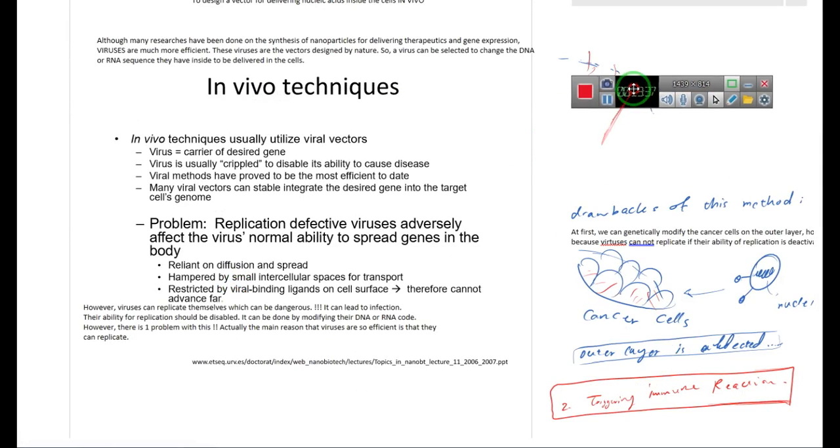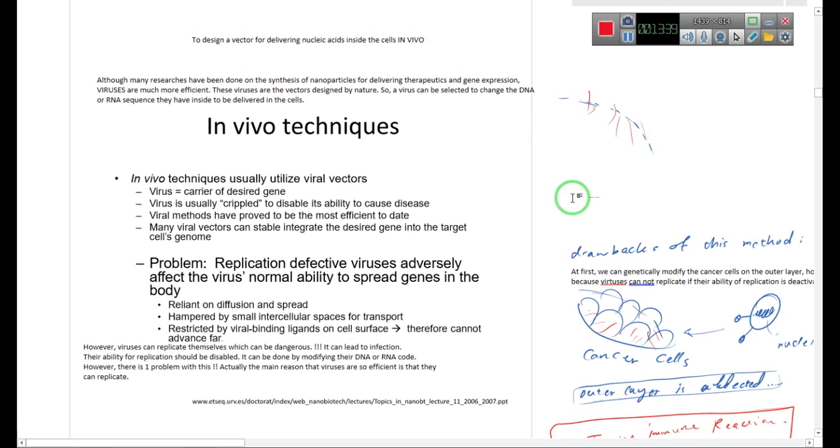Well, let's talk a little bit about the viruses now. As we mentioned just some seconds ago, the viruses are much more efficient compared to the nanoparticles, the artificial nanocarriers that we are going to synthesize. The fact is that the viruses are able to replicate. Replicate means to create a copy of themselves. So the viruses are able to replicate.